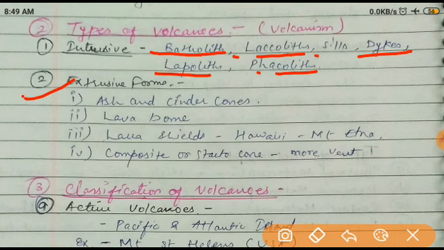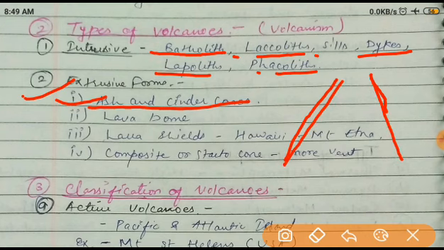In the extrusive form, there is one, ash and cinder cones. Ash or cinder cones means when the magma is ejecting from the volcano, and the opening mouth is exploded very highly, in explosion form. So this mouth opening is very big, and this forms a dome-like structure, called a cinder cone. Okay, so this forms an extrusive landform, an extrusive form of volcano.